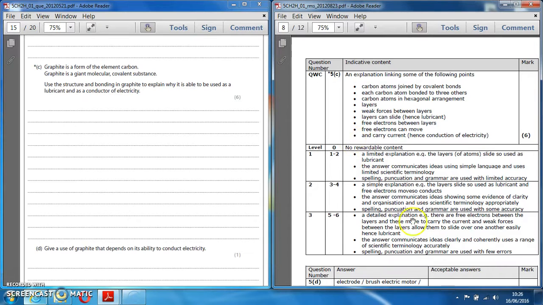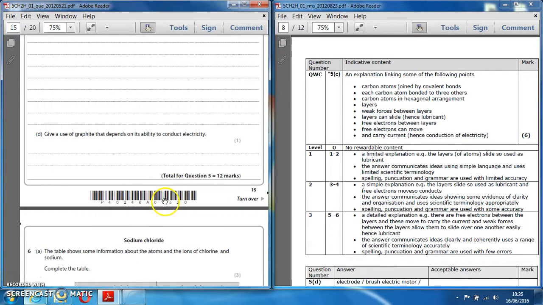And look right down here for an example. You don't have to write much for it. Just down here it shows you exactly how a small amount you can write and still get 6 marks. It's all about keywords like free electrons, forces, current, layers, lubricant, the right sort of words to put in, spelt correctly, capital letters, full stops, 6 marks.